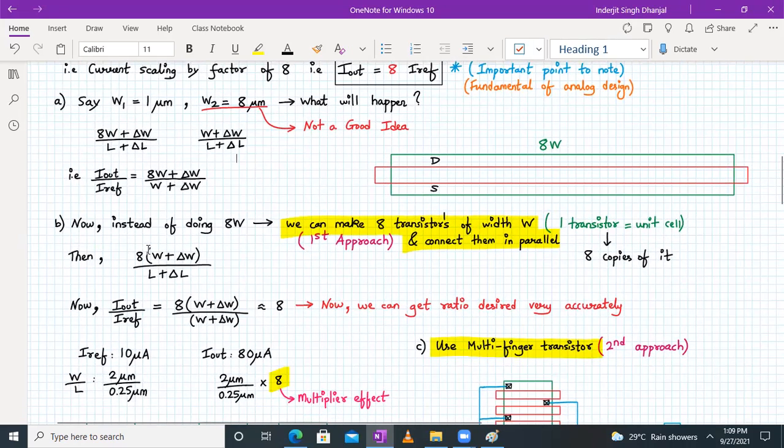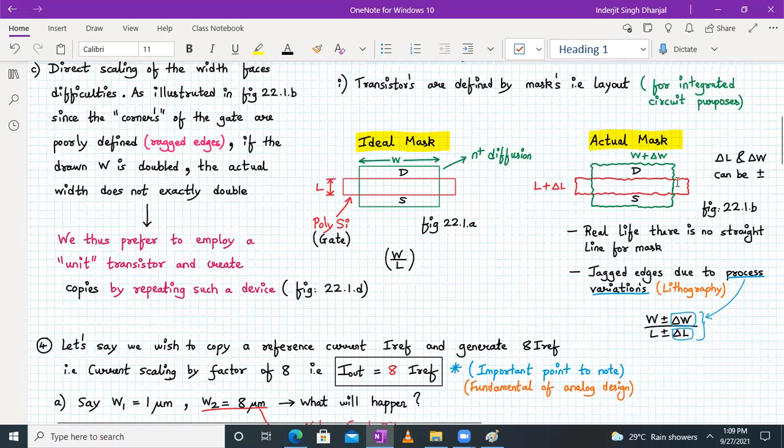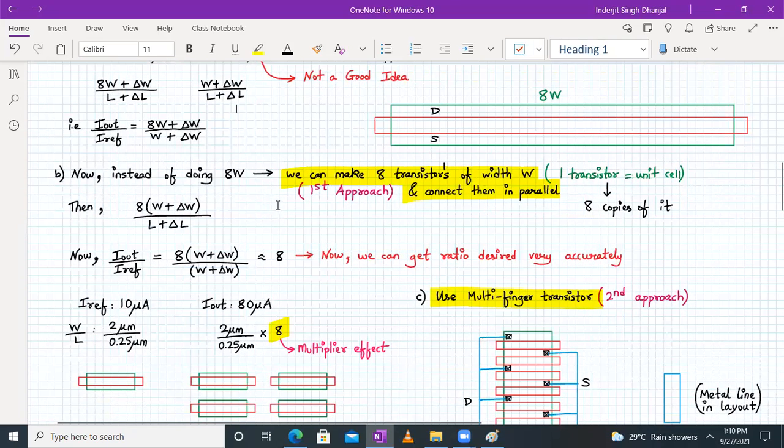We cannot avoid the rugged edges in the fabrication process. So let's just assume that this W will change by delta W and L will change by delta L. But since we are making 8 copies of the transistor with width W, now the ratio will be 8 times W plus delta W divided by L plus delta L. So now I out divided by I reference will be 8 times W plus delta W divided by W plus delta W. As you can see, now we get the desired ratio very, very accurately. So this is technique number 1.